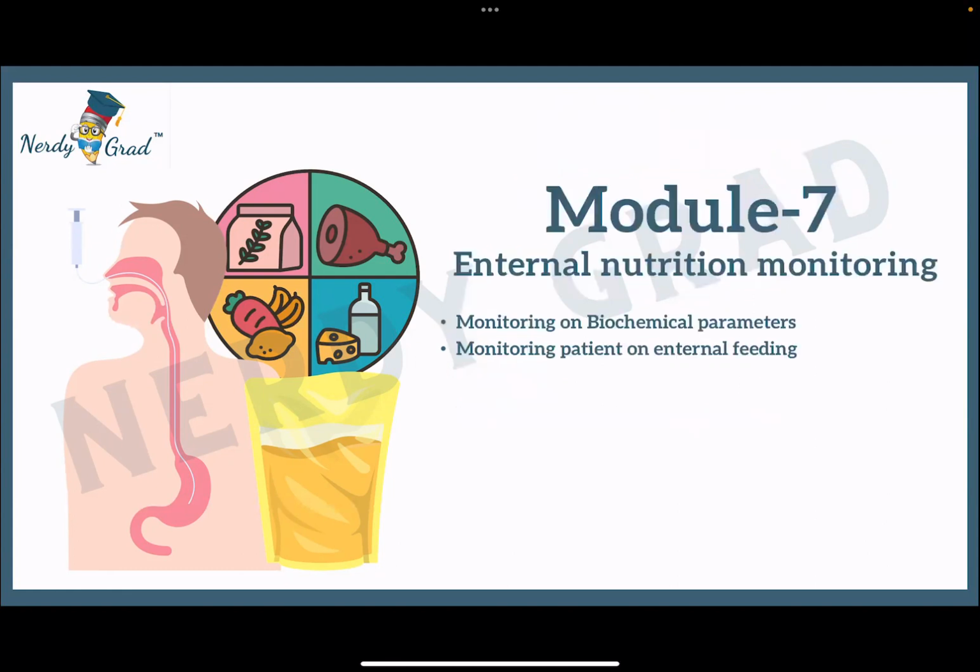And in Module 7, we will look into enteral nutrition monitoring, in which we'll look into monitoring of biochemical parameters, and what are the things we monitor in patients on enteral feeding.